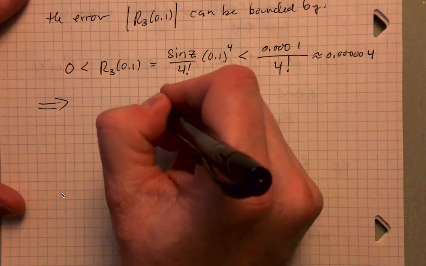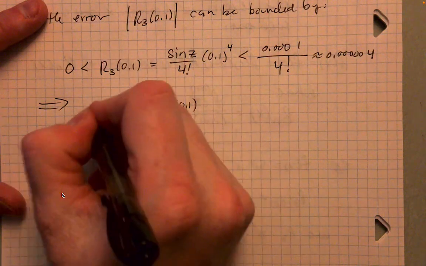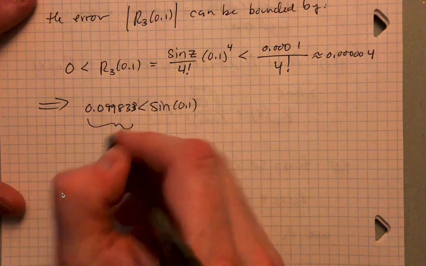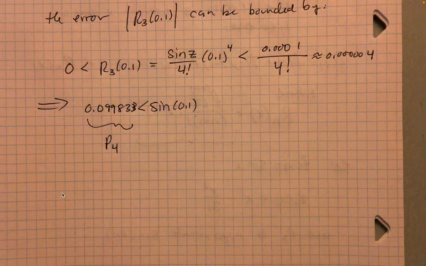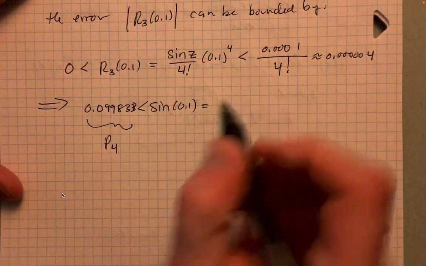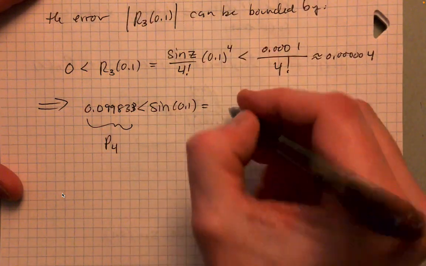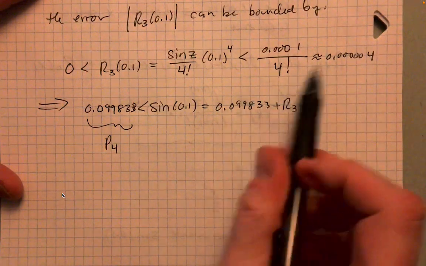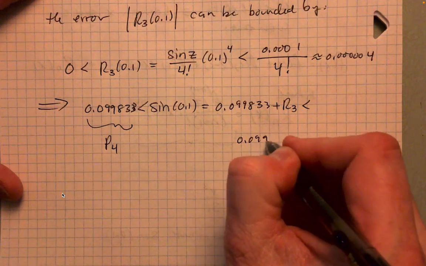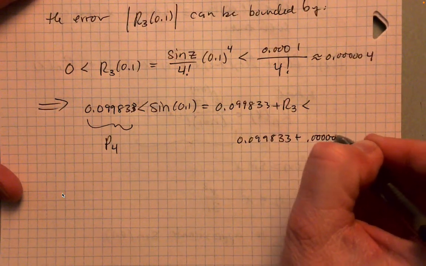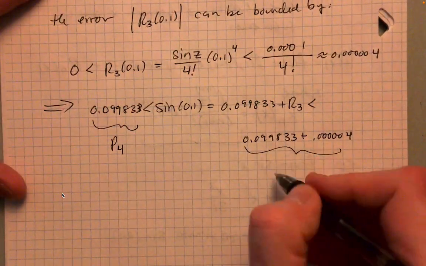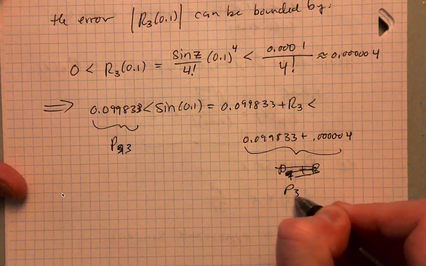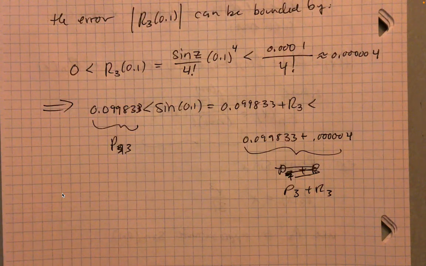All of this implies that sine of 0.1 is somewhere between 0.099833. Now, this was strictly the P3. We know that's low, because there's a bunch of terms left off. We know that sine of 0.1 would be equal to 0.099833 plus R3, which would be less than the upper bound, so it's less than 0.099833 plus 0.000004. This is P3 plus R3: the third degree Taylor polynomial plus the remainder for the third degree Taylor polynomial.